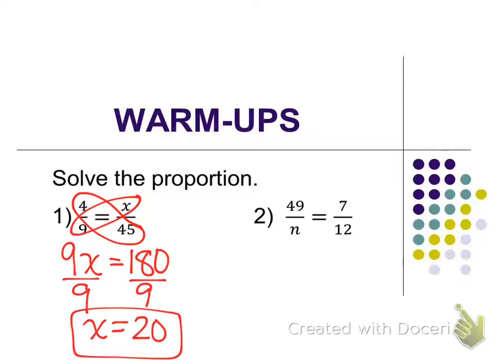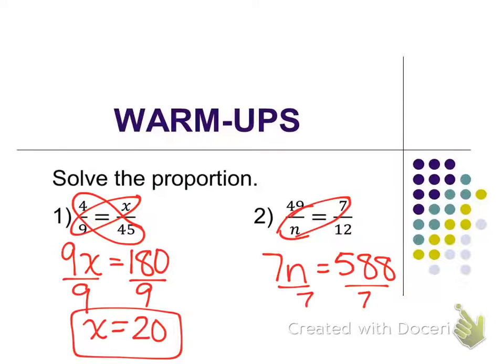On number 2, we again cross multiply 7 and n. What do we get? 7n equals, what is 49 times 12? 588, do we agree? Then what do we have to do? Divide by 7, what do we get? 84 sounds good to me.